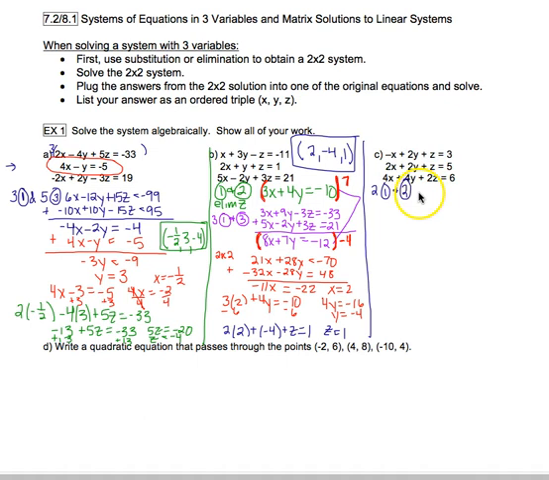So 2 times equation 1 gives me negative 2x plus 4y plus 2z equals 6. Equation 2 stays as is, so 2x plus 2y plus z equals 5. So when I add those together, my x's are eliminated. I get 6y plus 3z equals 11.